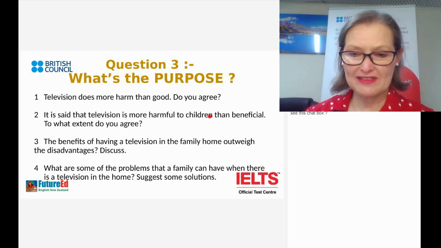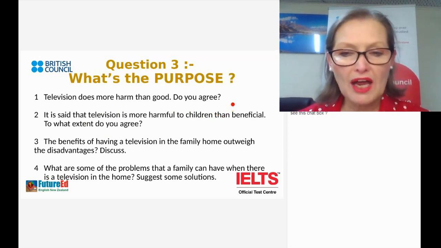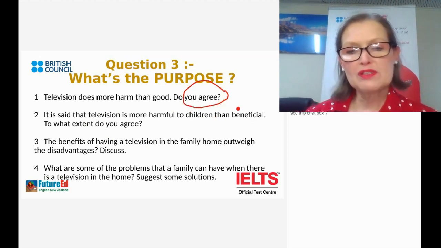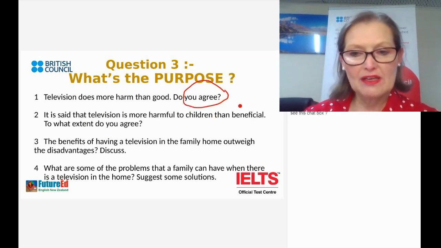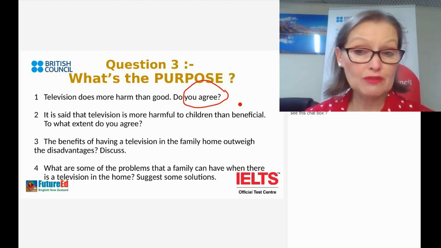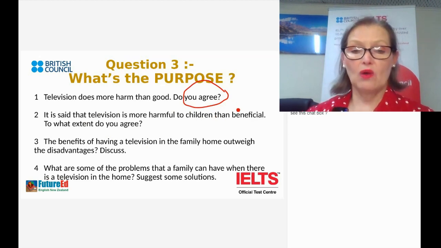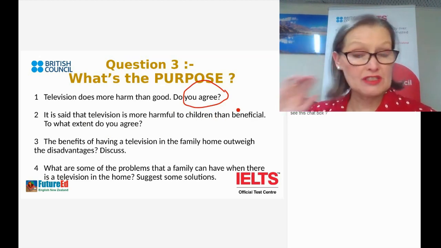Question number 3. What's the purpose? In other words, what kind of essay must I write? What's the purpose for my writing? Am I writing to agree or disagree, or argue for or argue against? Or am I writing about advantages and disadvantages?